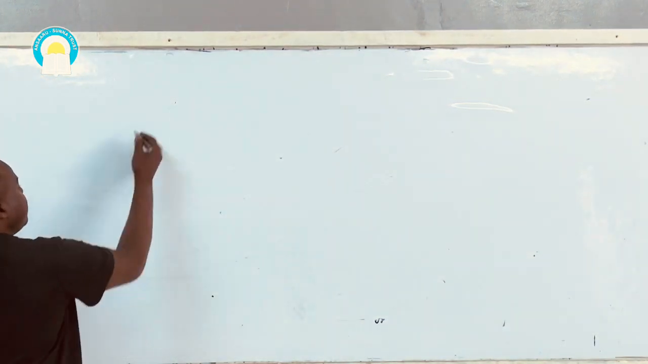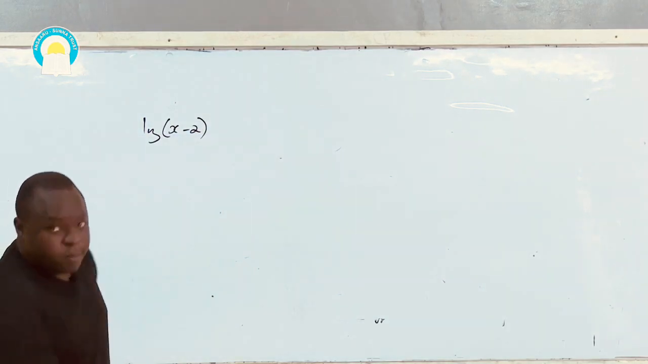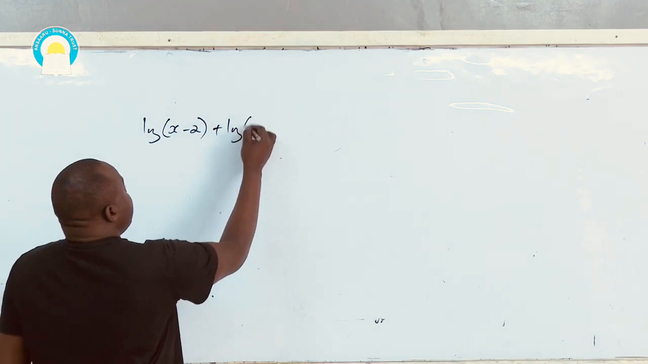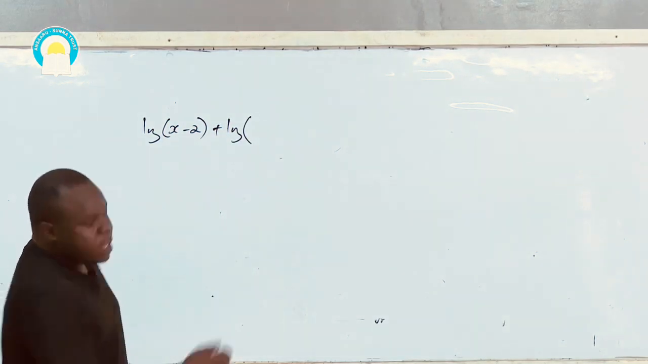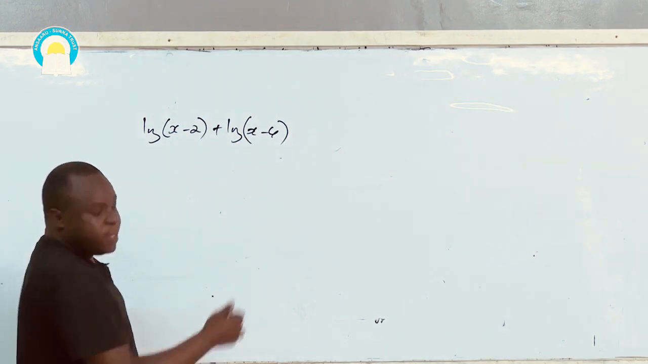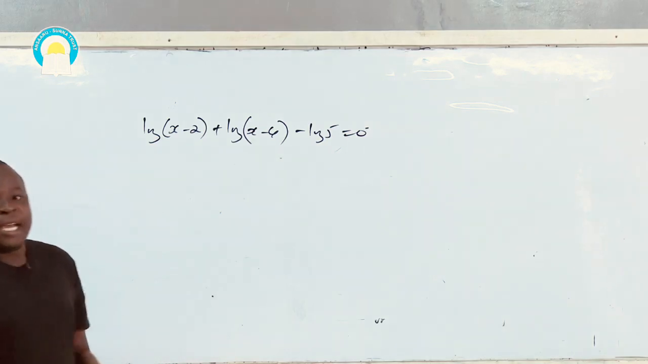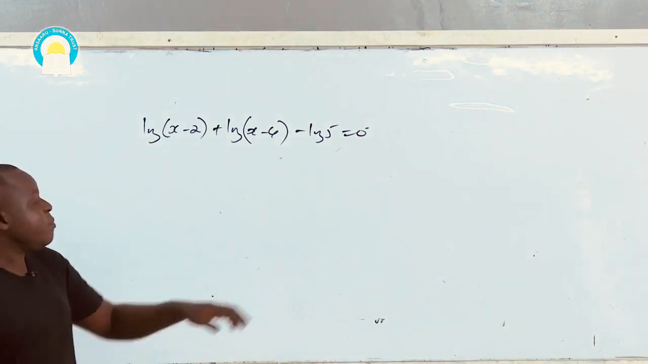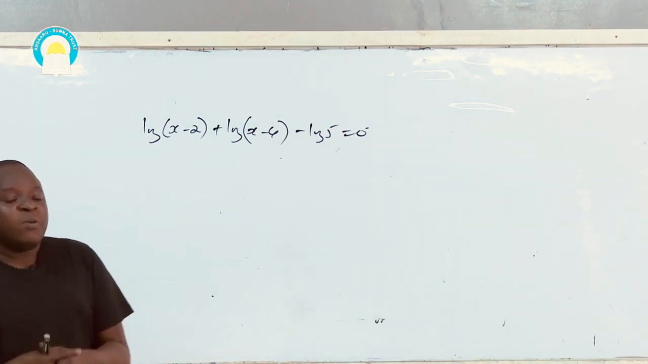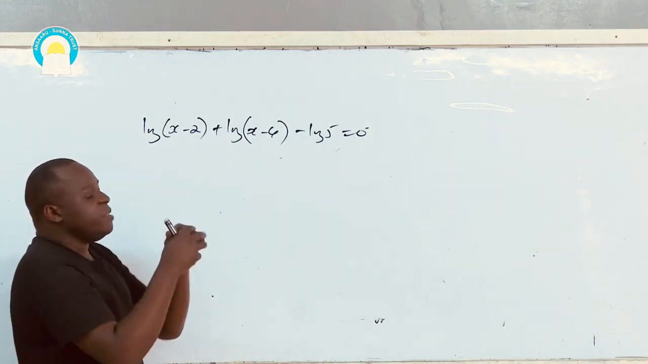My next example is log x minus 2 plus log x minus 6 minus log 5, then equals to 0. The reason I'm explaining this example is because of the 0. We've talked of 0 already. I said that 0 is the same as log 1 base anything.